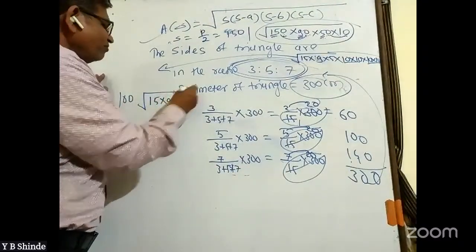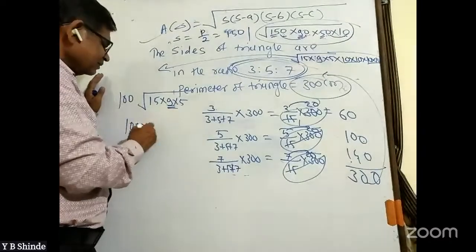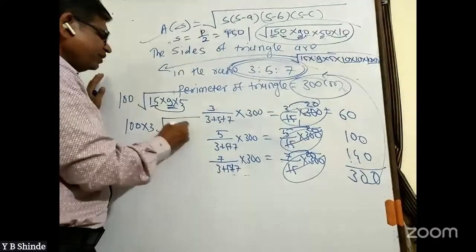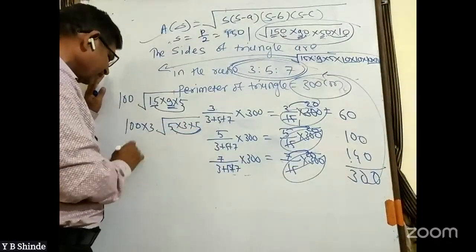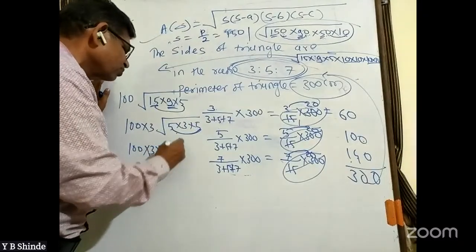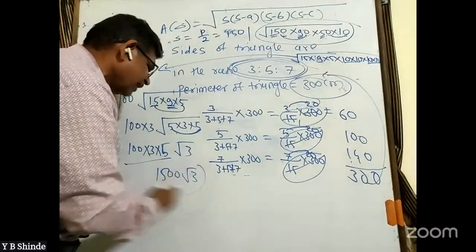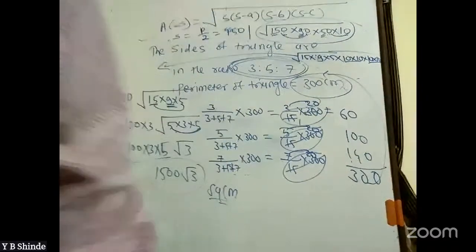Now how will we factorize it? Very simple. What is the square root of 9? 3. Again 15 and 5: 5 into 3 into 5. Then 5 into 5 is 25, and its square root is 5. So 100 into 3 into 5 into root 3. So what is it? 1500 root 3 square centimeter is the area of the triangle.